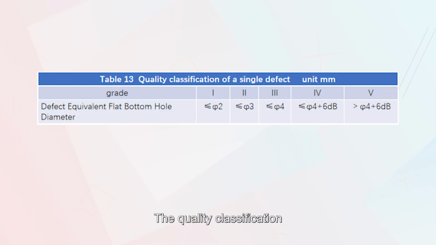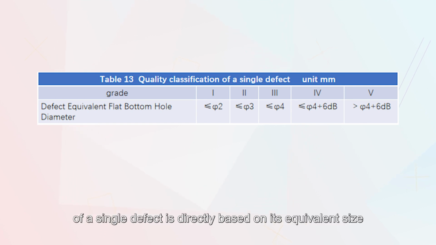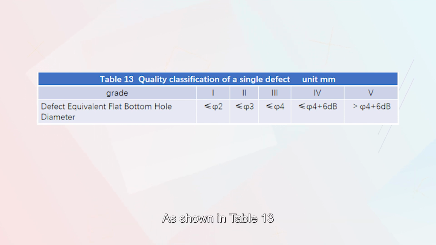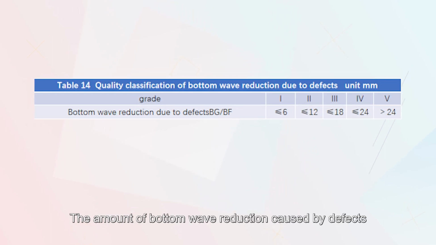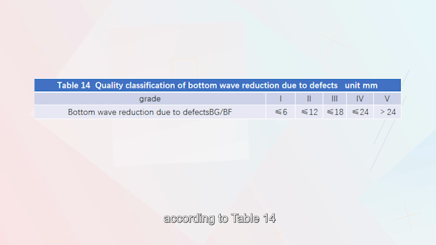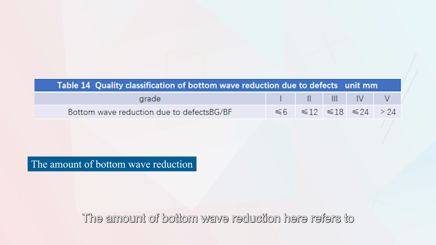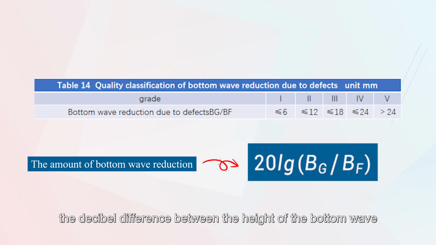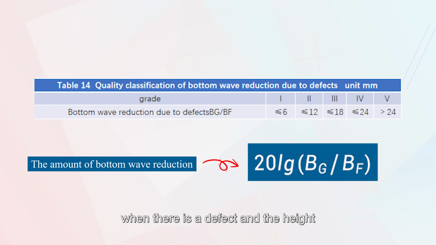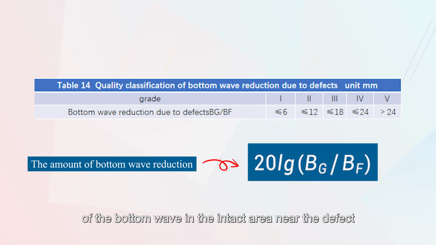2. Quality classification. The quality classification of a single defect is directly based on its equivalent size, as shown in Table 13. The amount of bottom wave reduction caused by defects is according to Table 14. The amount of bottom wave deduction here refers to the decibel difference between the height of the bottom wave when there is the defect and the height of the bottom wave in the intact area near the defect.